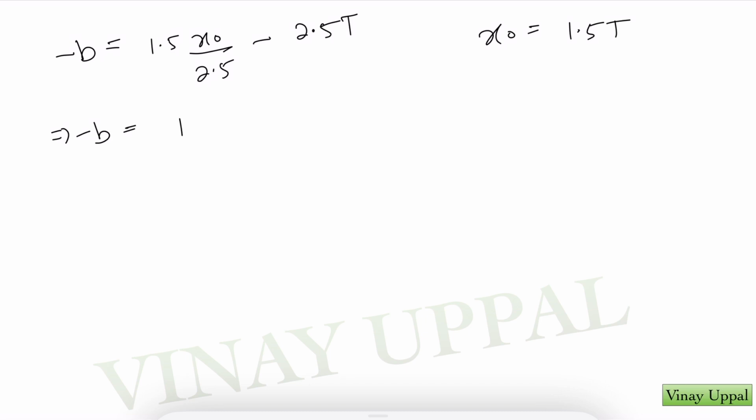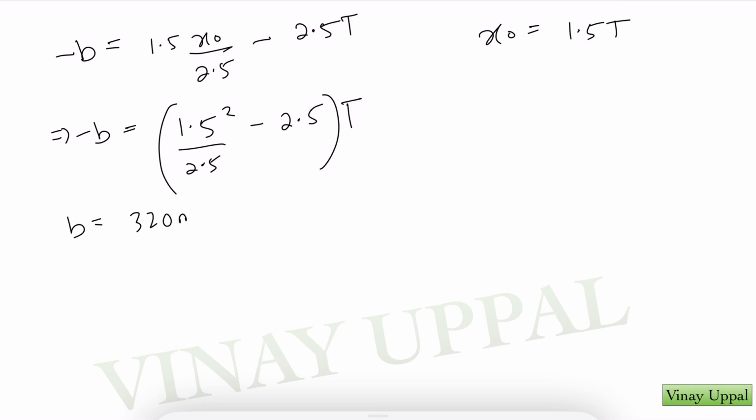So my equation was minus b is 1.5 times x naught divided by 2.5 minus 2.5 times t. And I wrote x naught as simply 1.5 times t, which is the displacement of point B. All we have to do is just substitute the value of x naught. That will be 1.5 squared divided by 2.5 minus 2.5 times t. I have just substituted x naught here. And that's it. We were given b as 320 meters. So just solve for the time taken and you should get your answer as 200 seconds.